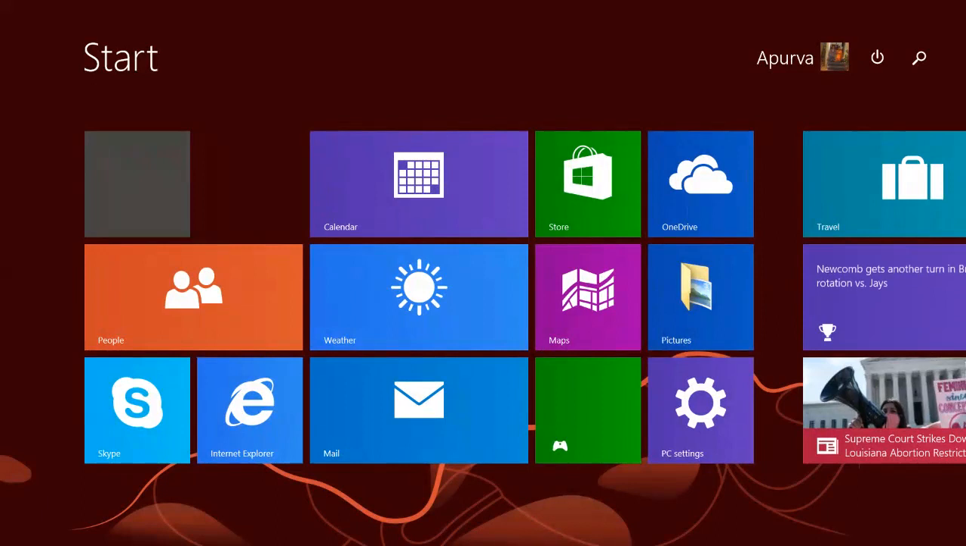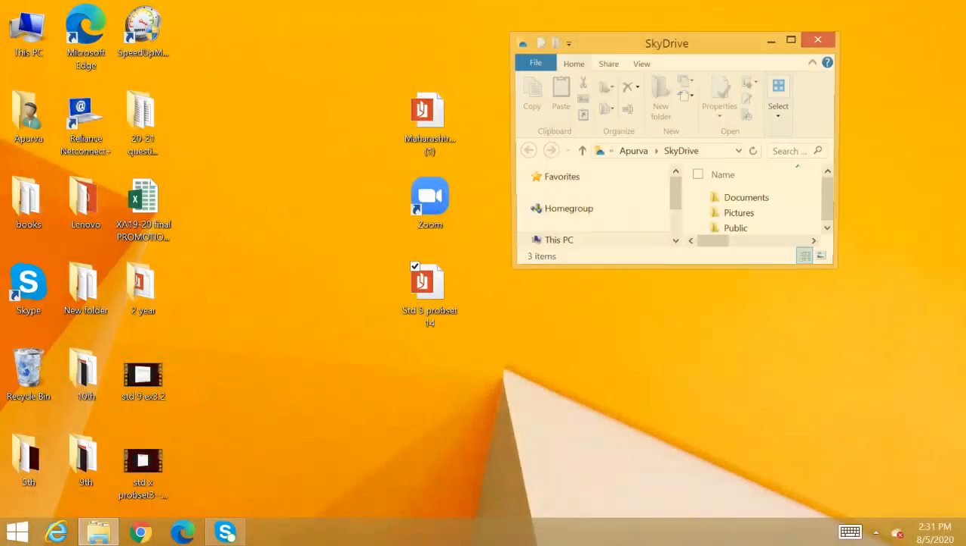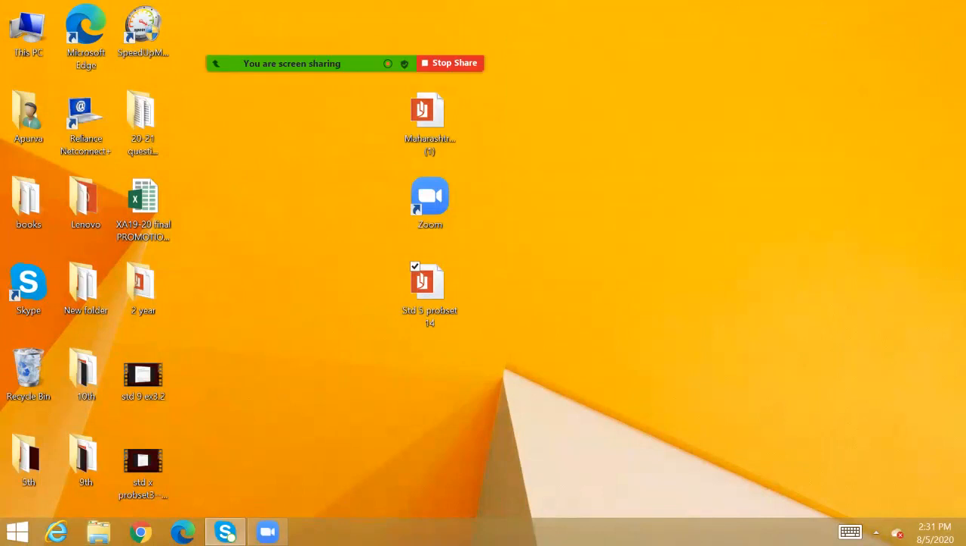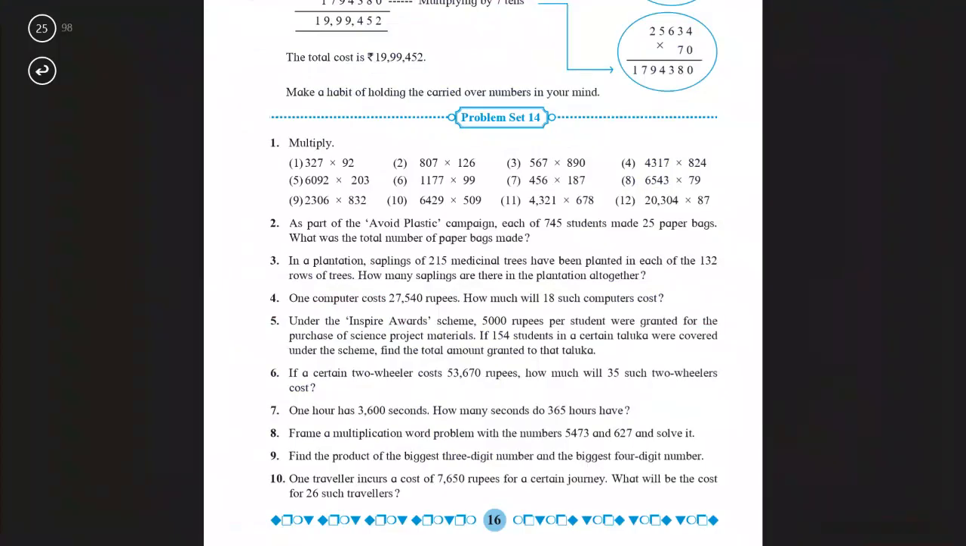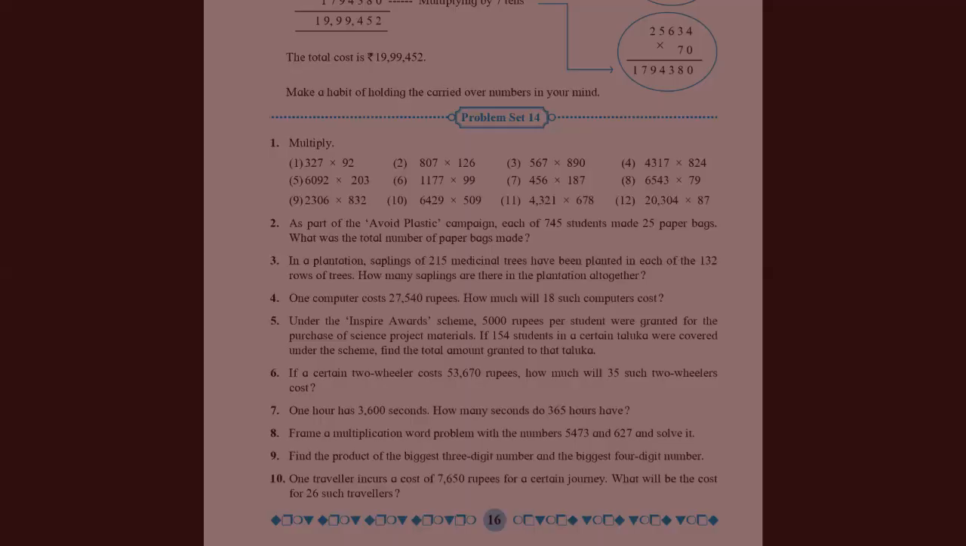Next, question numbers 5 and 6 are not there. So we go to question number 7. 1 hour has 3,600 seconds. How many seconds do 365 hours have? So 1 hour has 3,600 seconds. How many seconds will 365 hours have?